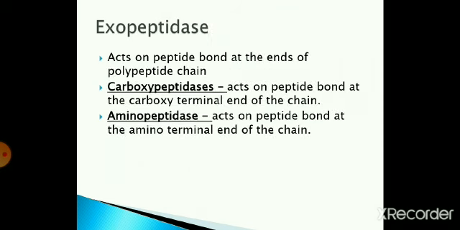Exopeptidases act on the peptide bond at the ends of the polypeptide chain. Carboxypeptidases act on the peptide bond at the carboxy terminal, and aminopeptidases act on the peptide bond at the amino terminal end of the chain.